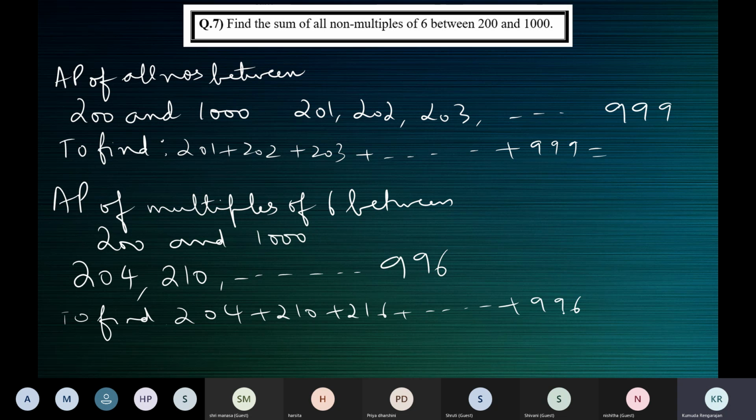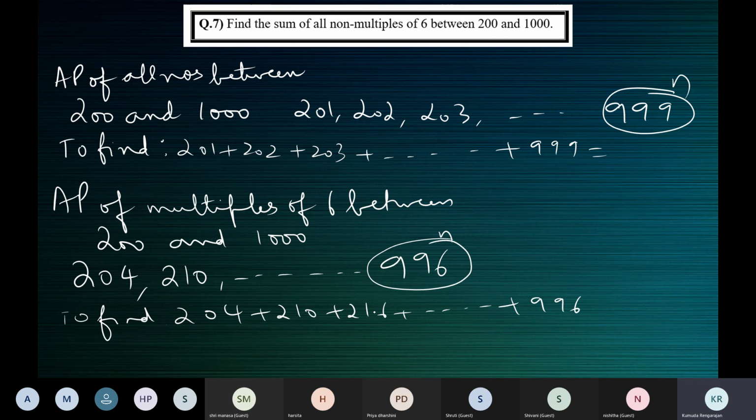You should use the Sn formula and find this sum. Before that, you should find the value of n. To find the sum, you should find n using the position of the last number. For the first one, using 999, you should find the value of n. Here, using 996, you should find the value of n. So in both the cases, you should find the values of n and then find the sum like this.